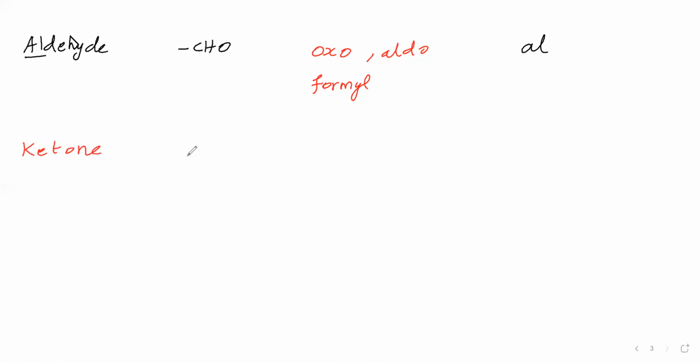Next functional group is ketone. This ketone we can say as C double bond O. The secondary suffix for ketone is the last three letters, that is one. The prefix is oxo, otherwise keto. Next functional group is cyanide. Cyanide we can represent as C triple bond N.